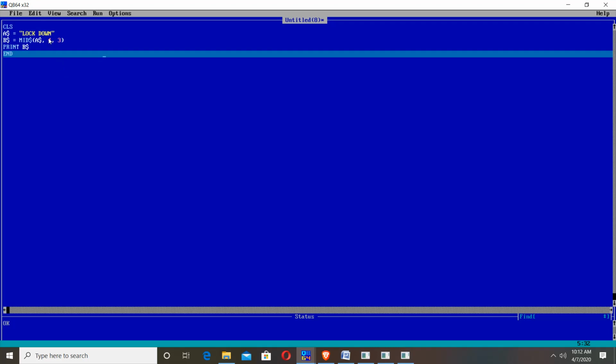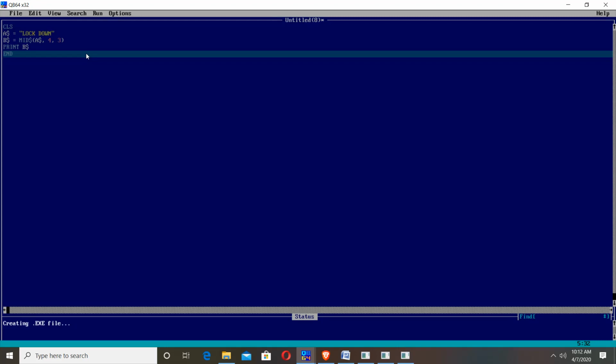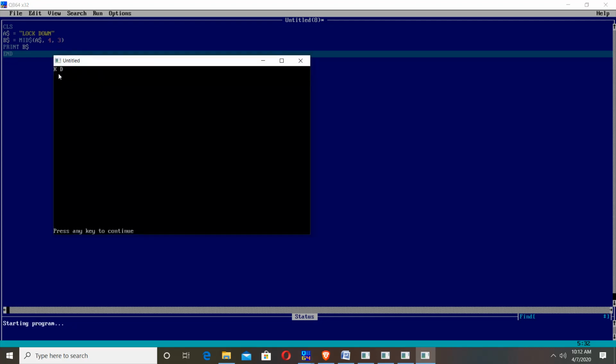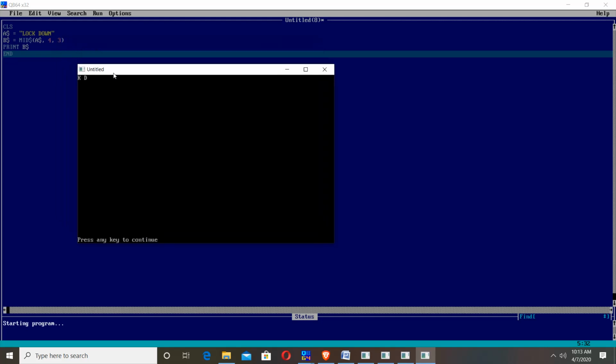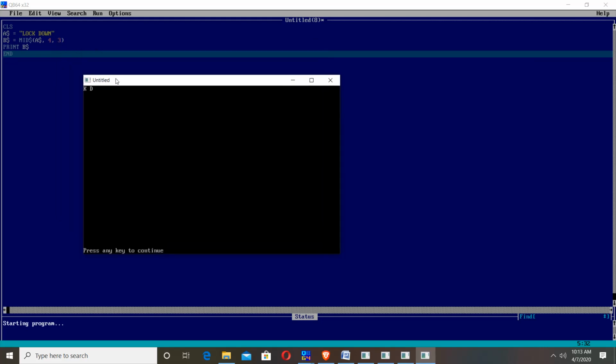So K space and D should be the output of this program. This 4 indicates from which position to start, and this 3 indicates how many characters. Let's just check the output. It should be K space and D. Yeah, just check the output over here. It is what? K space and D.